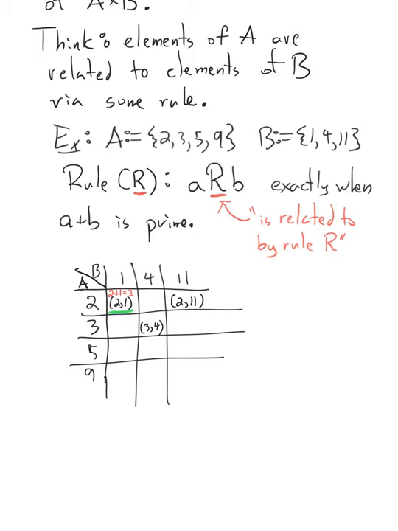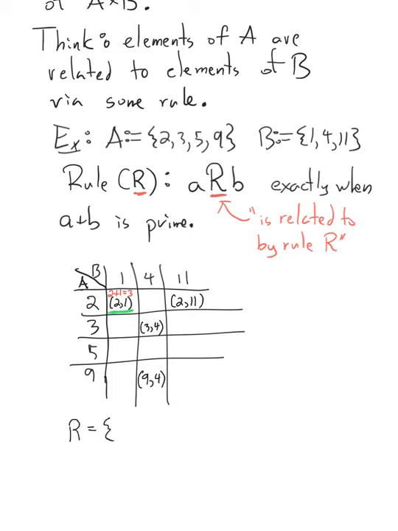5 plus 1 is 6. 6 is not prime. 5 plus 4 is 9. 9 is not prime. 5 plus 11 is 16. 16 is not prime. Okay. 9 plus 1 is 10. 10 is not prime. 9 plus 4 is 13. 13 is prime, so we have 9, 4. And 9 plus 11 is 20, and 20 is not prime. So these are all the elements of A and B that are related to each other.